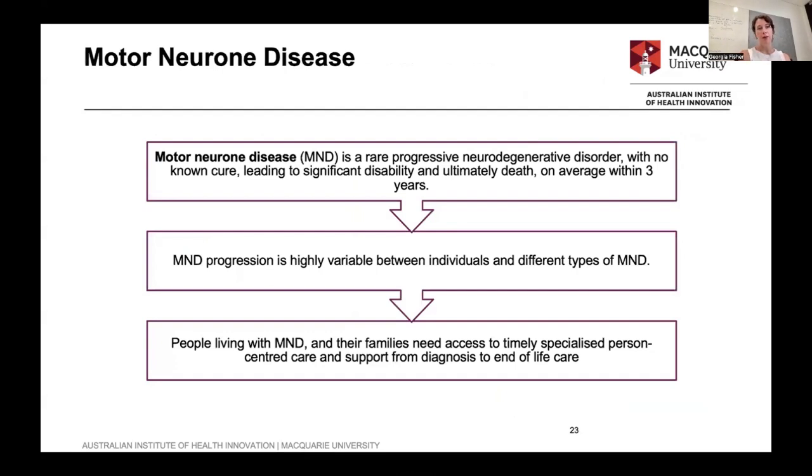And just a little background on motor neuron disease as well, which is a rare progressive neurodegenerative disorder with no known cure, and it leads to significant disability and ultimately death on average within 3 years. So the key for people who are diagnosed with MND is to get them access to services as quickly as possible, so we can make sure that their last years or months are as good a quality of life as we can possibly provide. This is complicated by the fact that MND progression is highly variable between individuals and different types. So one person's experience will not be the same as someone else's, regardless of if their diagnosis is technically the same.